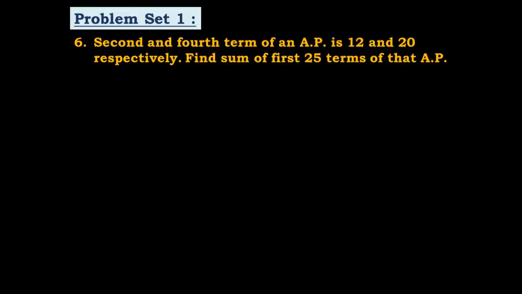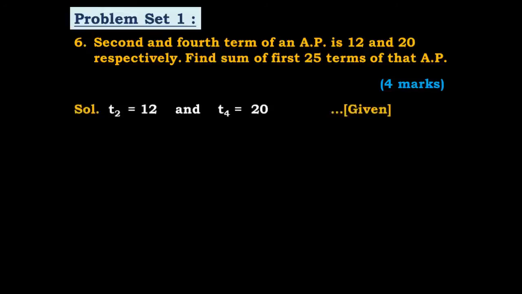Second and fourth term of an AP are 12 and 20 respectively. Find the sum of 25 terms of that AP. You have to find the sum of 25 terms. Now see, student, we have the second and fourth term. That means T2 is equal to 12 and T4 is equal to 20. So with the help of these terms, we have to calculate first A, then D, and then you will get the sum of the first 25 terms.